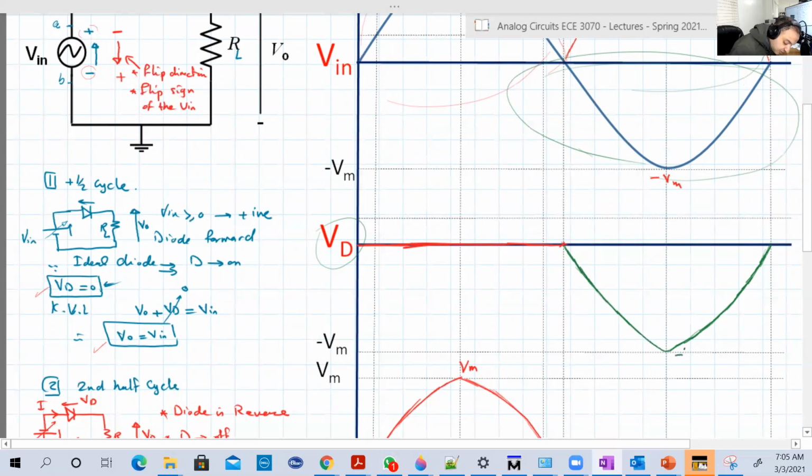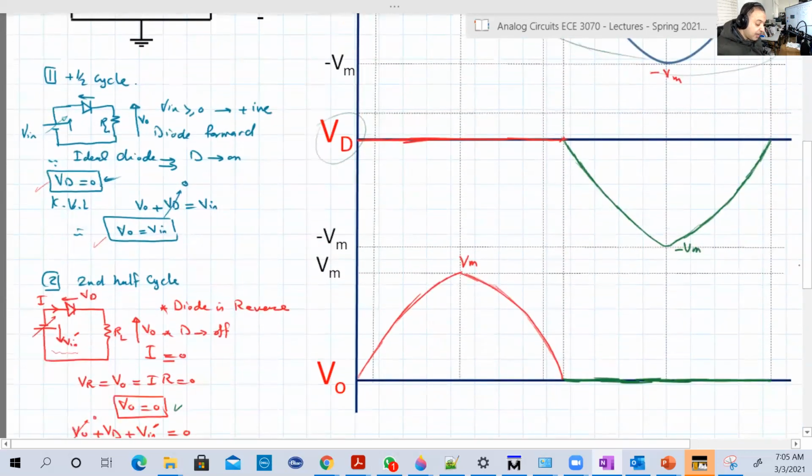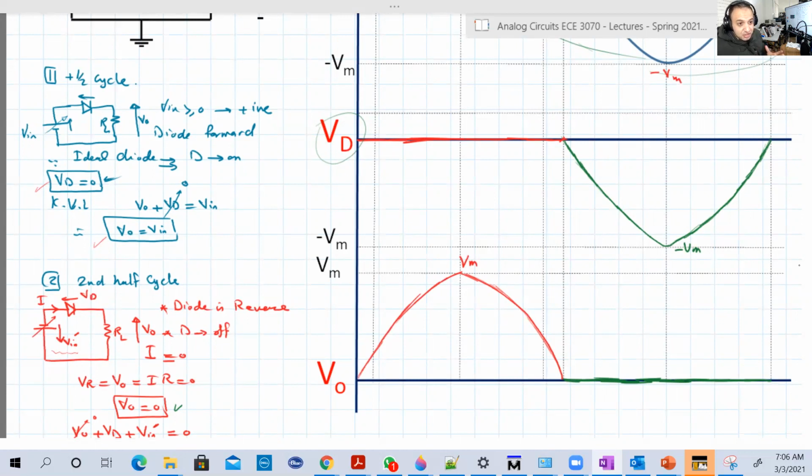Here is minus Vmax. Okay. Now let's look at the output here. Remember, we want to convert from AC to DC. AC is variable in value. So the value of the source, or the voltage, is changing with time, and also varies in direction.